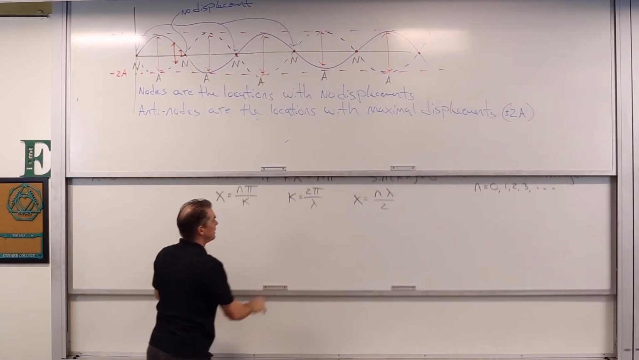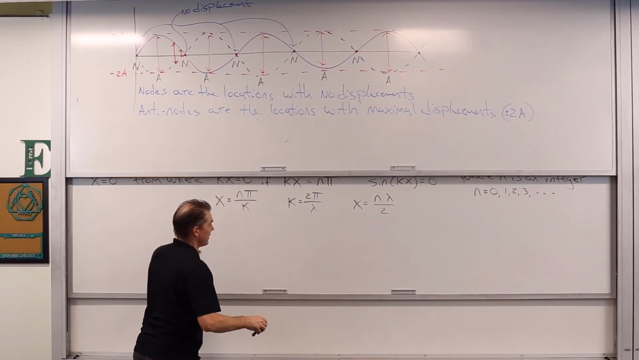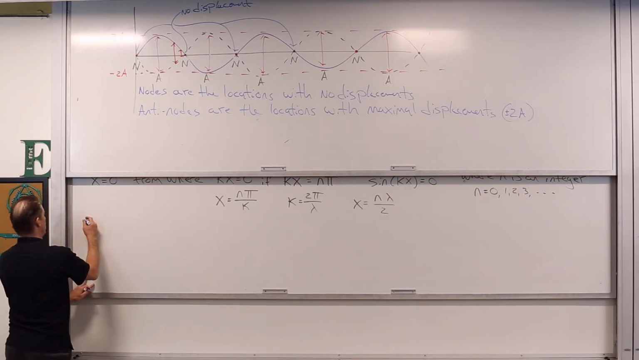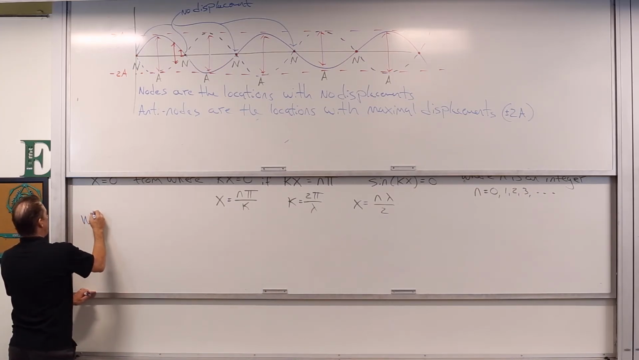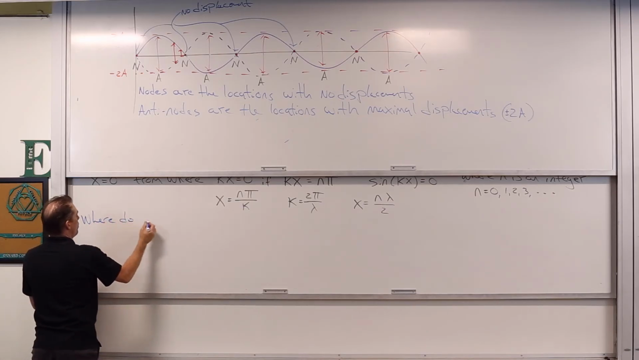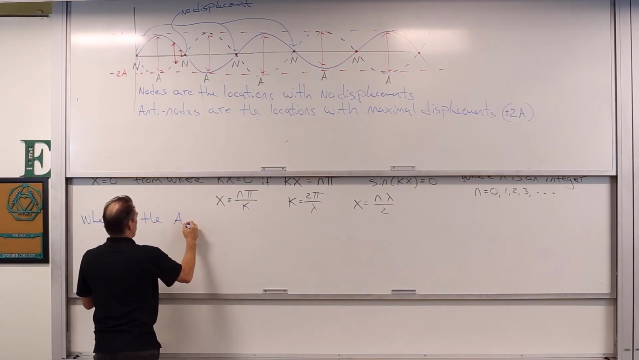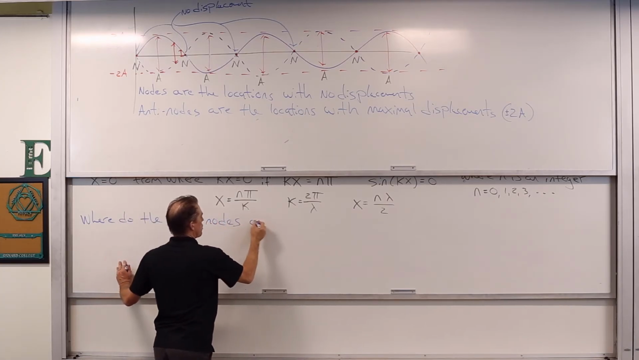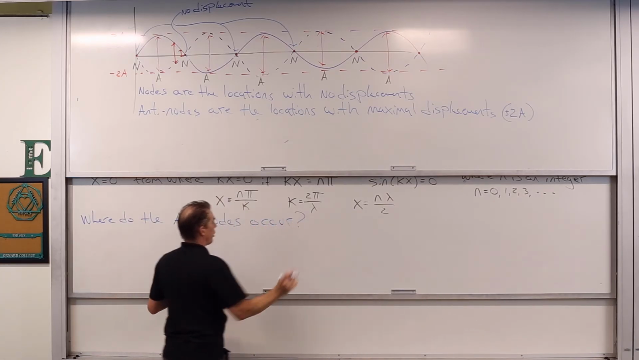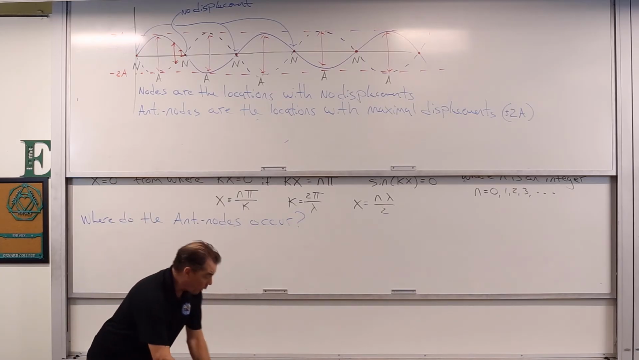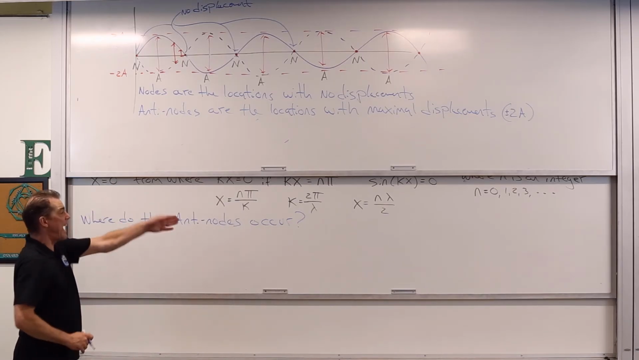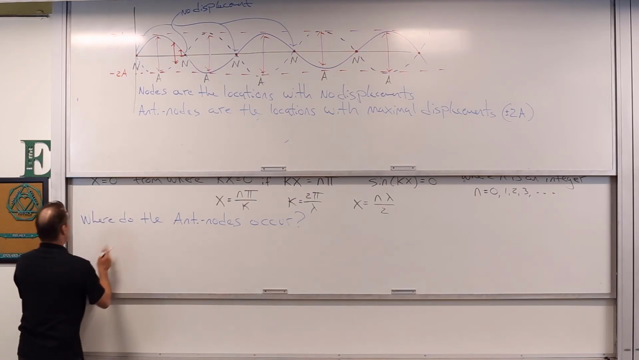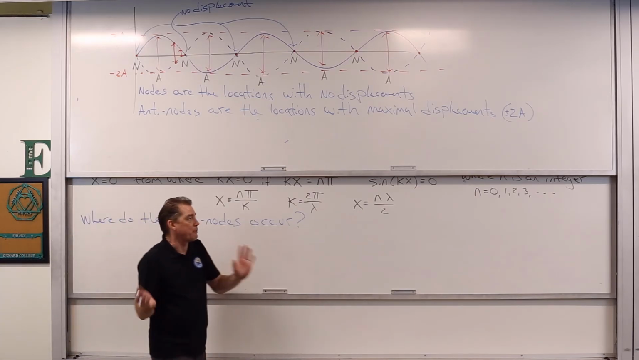All right then, we get our locations of nodes. What about the antinodes? Well, you can sort of see that the antinode should be right in between successive nodes. And if the nodes are separated by lambda over 2, we should have that this first one ends up at lambda over 4, quarter of a wavelength. Then from here to here would be another half of a wavelength. So this would be 3 lambda over 4, 3 quarters of a wavelength, 5 lambda over 4, 7 lambda over 4, and so on. We want to be able to get that, right?